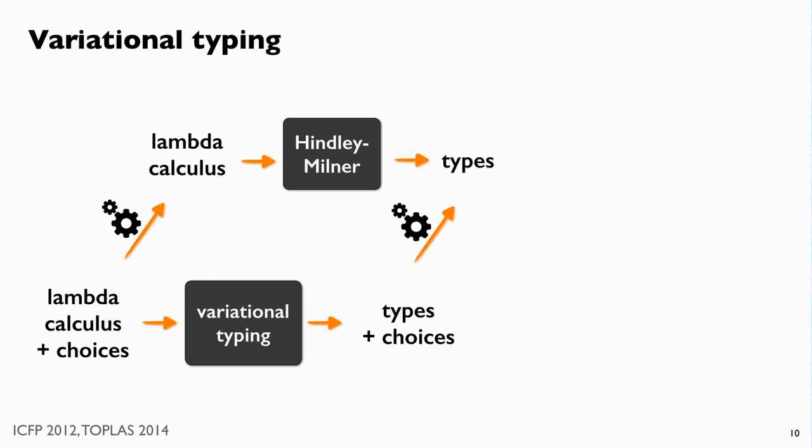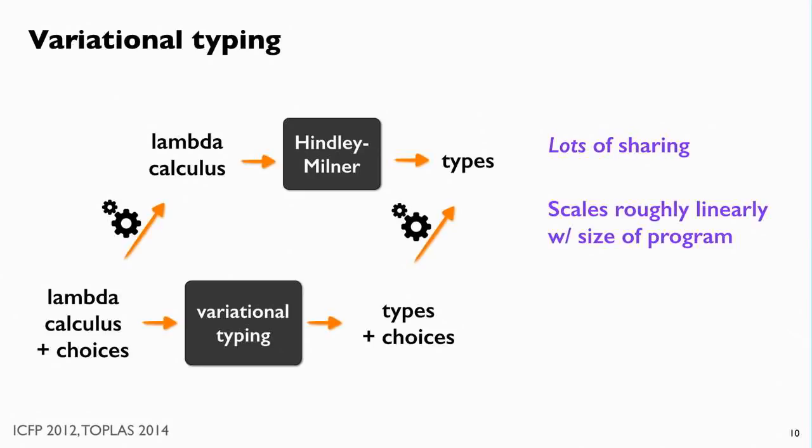OK, so returning to variational typing real quick, this is an ideal domain for this problem. So there's lots of sharing, lots of configurations of a program end up having the same type. So that's great. It turns out that for realistic programs, this scales roughly linearly with the size of the program. So we don't encounter this explosion of the variation space. This even scales to programs as big as the Linux kernel.